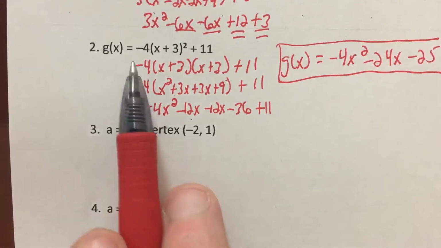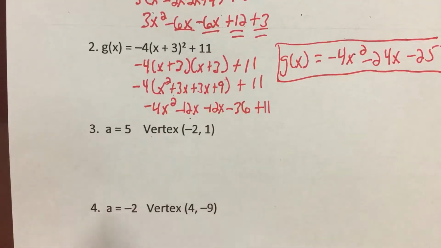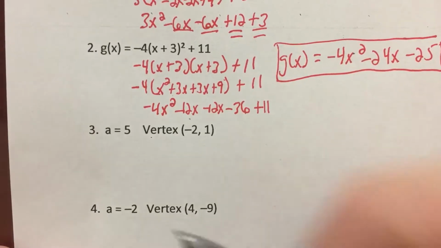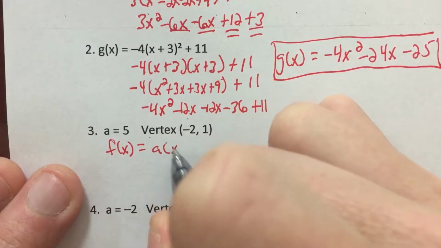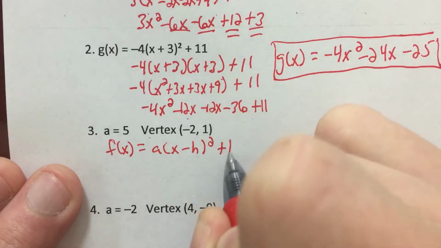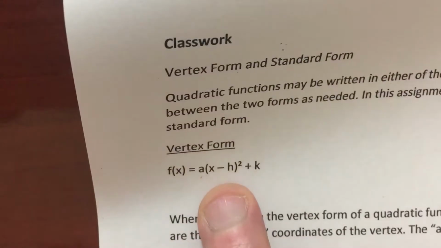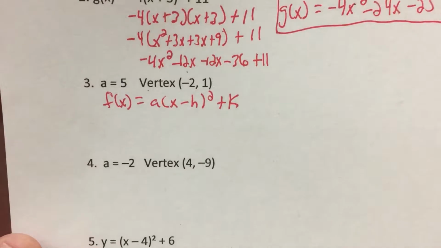Sometimes we're not given the entire vertex form of the equation, we're just given the pieces, which means we're going to need to fill it in. So remember that the generic version of vertex form is a parentheses x minus h squared plus k. And you can always refer back to the front side where this is listed for you if you don't remember, right? At least until you have it memorized, which the more times you do it, you will.